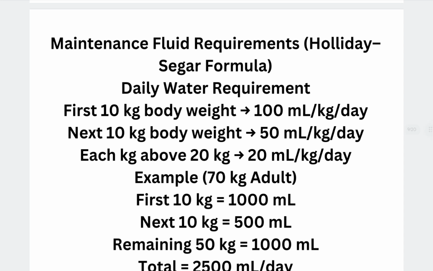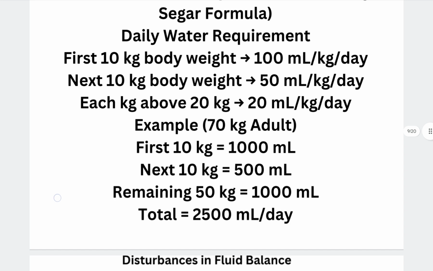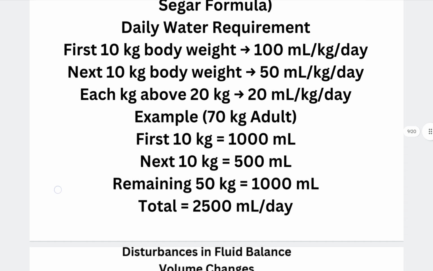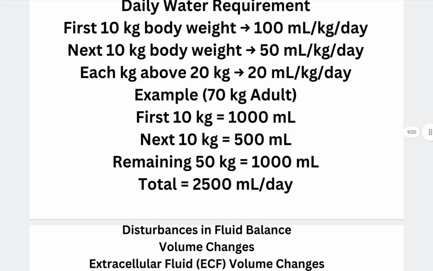Example, we are taking a 70 kg adult. The first 10 kg will be 1 liter. The next 10 kg will be approximately 500 ml. The remaining 50 kg will be around 1 liter. So your total fluid required is 2500 ml per day. This is the normal daily water requirement.